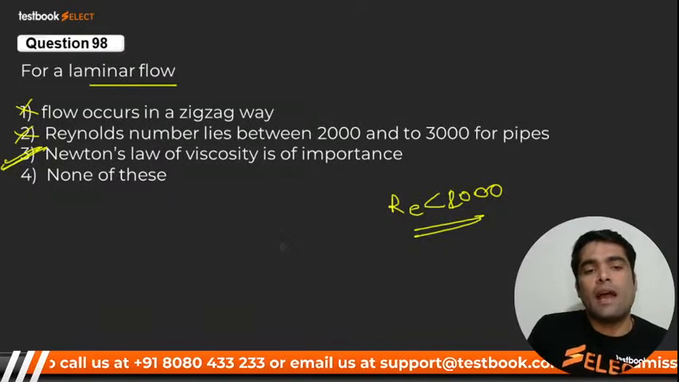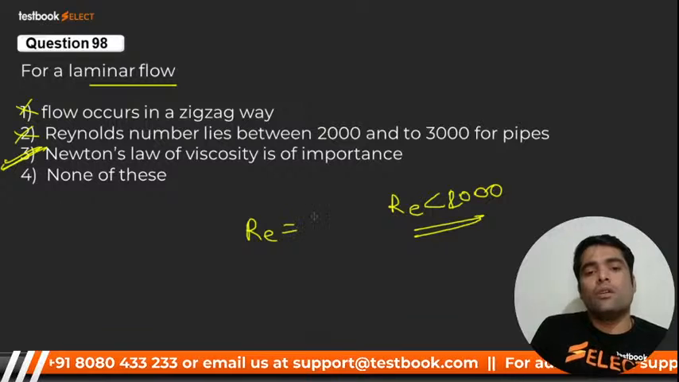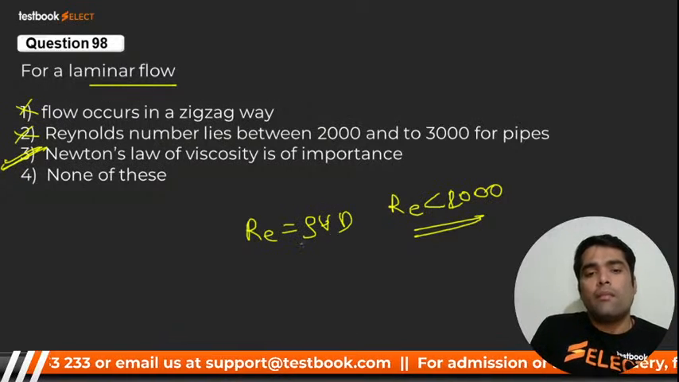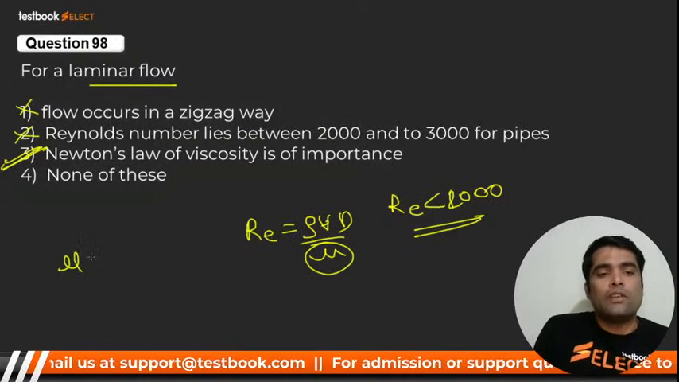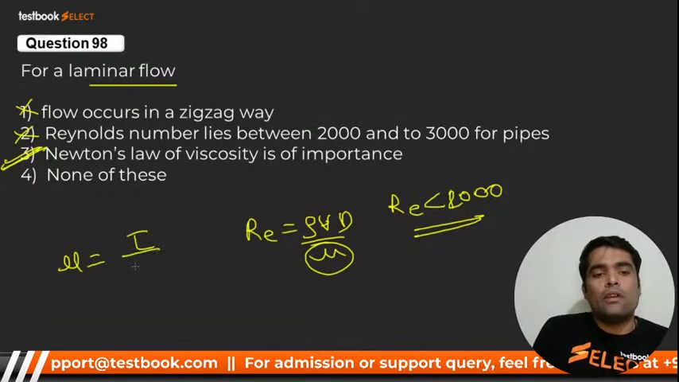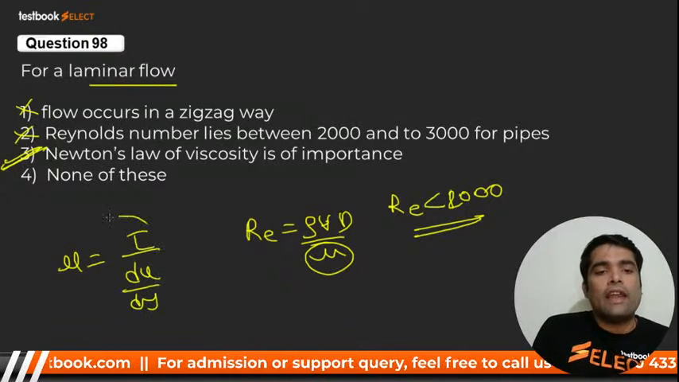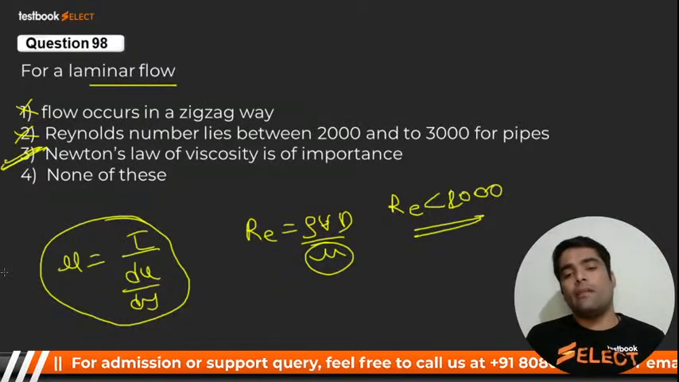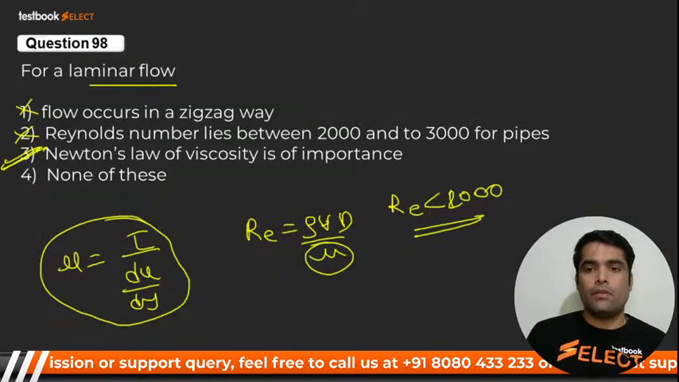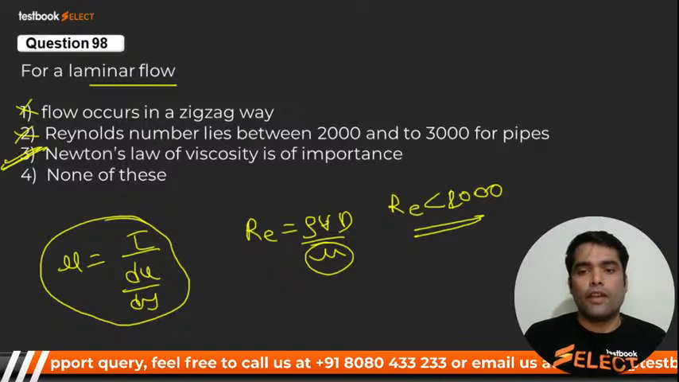Because you know why it matters? Because you know that Reynolds number is equal to rho V D by mu. And you know that mu is defined by what, my dear? Tau divided by du by dy. And it is nothing but Newton's law of viscosity. Very good. Here we go for next.